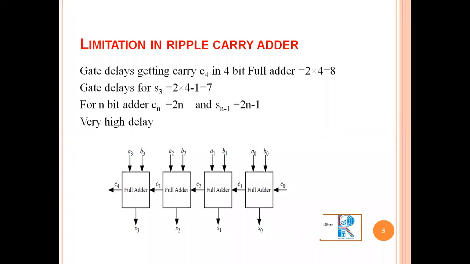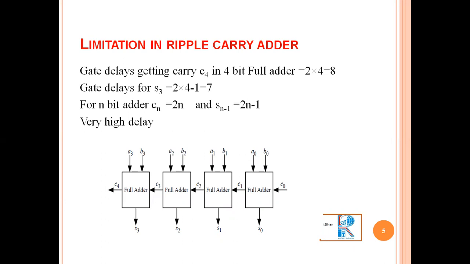Suppose this is an n-bit adder. What will the gate delays be? Maximum gate delays required will be 2 into n. Suppose there are 16 bits. What is the time required? 16 into 2, that means 32 gate delays. If each gate delay takes 2 seconds, it will require 32 into 2, that means 64 seconds for completion of this sum, and that is a huge time.